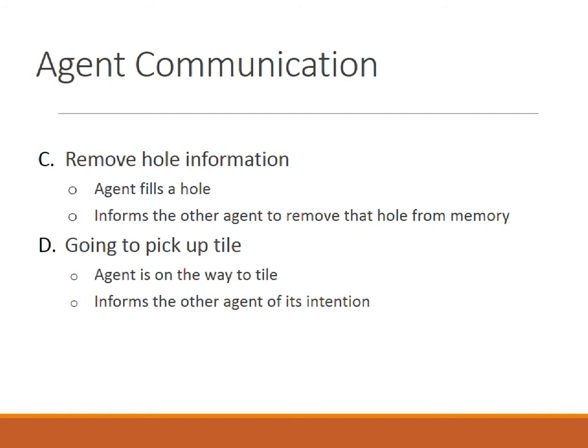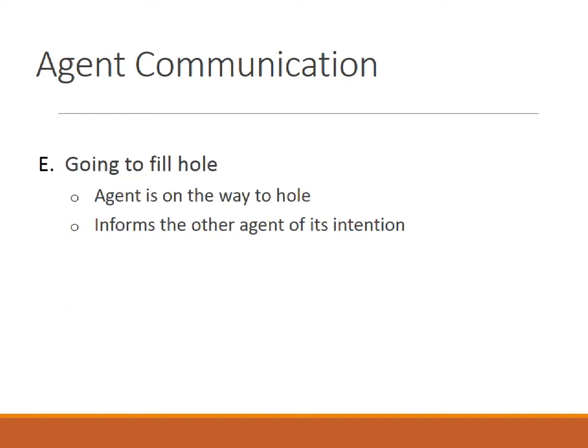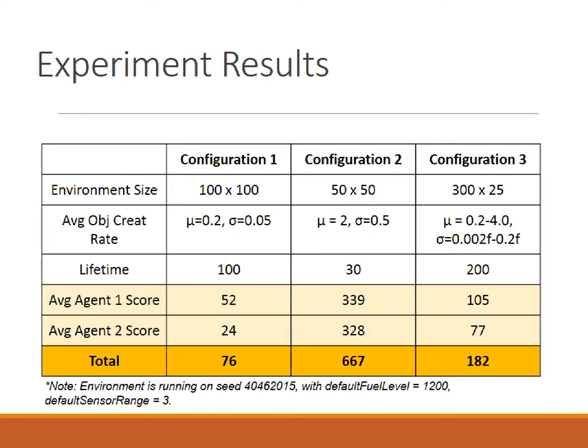Fourthly is going to pick up tile. So when the agent determines that it's going to pick up this tile, it notifies the other agent that this is the target tile it's going to pick up, so there will not be a clash of interest where both agents go and pick up the same tile. And lastly is going to fill hole. Likewise, same as the pick up tile, it will announce the intention to fill up a hole so the other agent will not do the same.